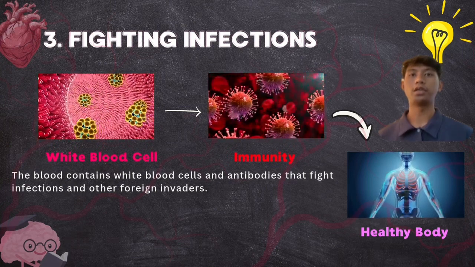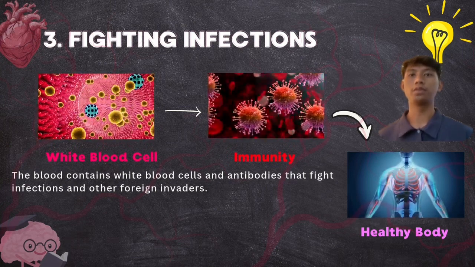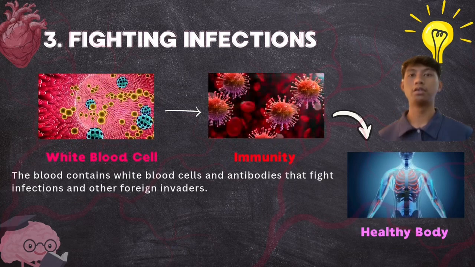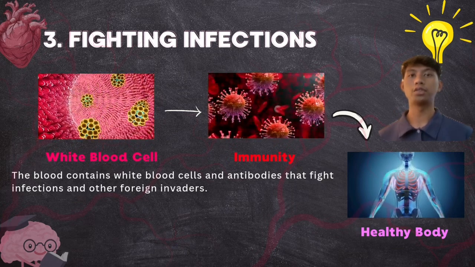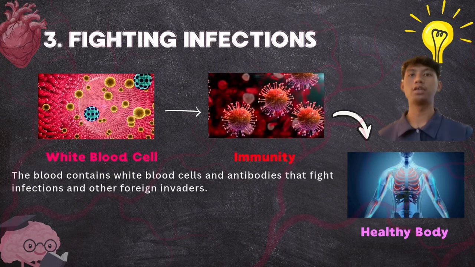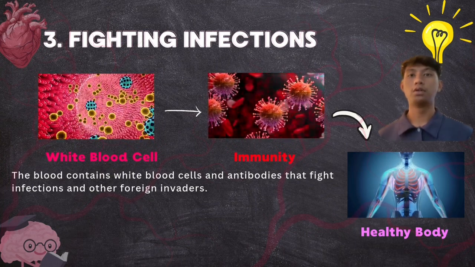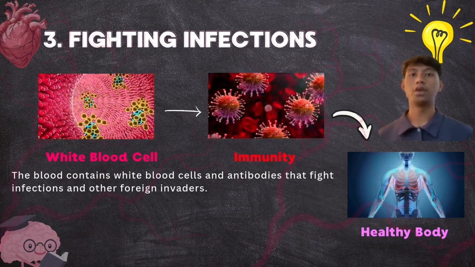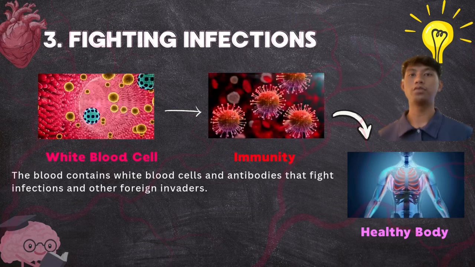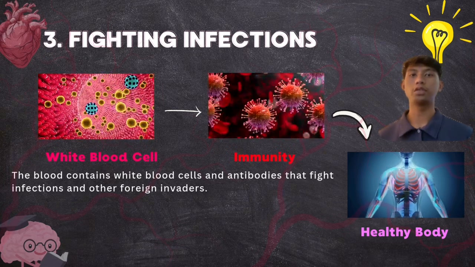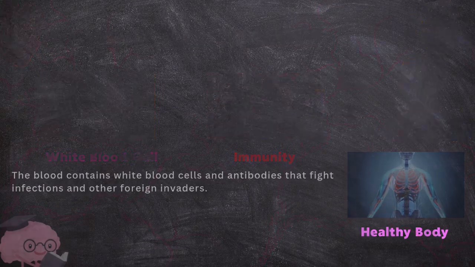The skin acts as a barrier to stop germs from getting in. Mucus, tears, and stomach acid also help trap and kill germs. When something harmful enters the body, the immune system quickly responds to protect us and keep us healthy.